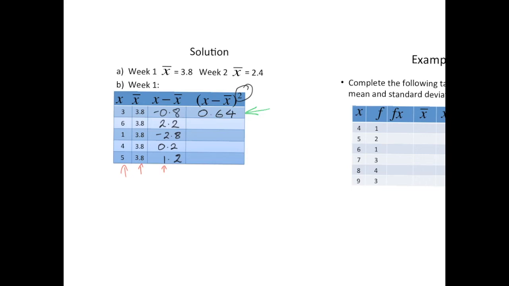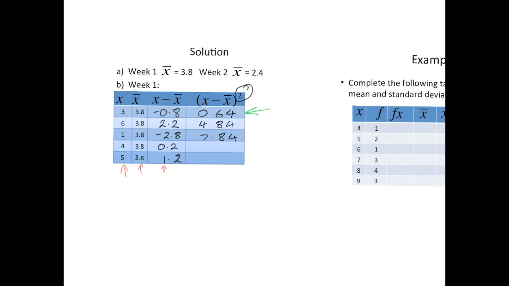What's 2.2 squared? 4.84, thank you. What is 2.8 squared? 7.84. Girls, is that right? Did I write the right thing?